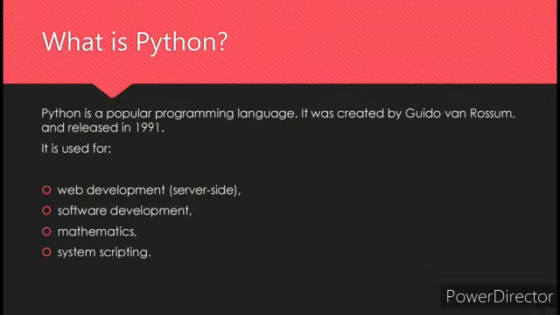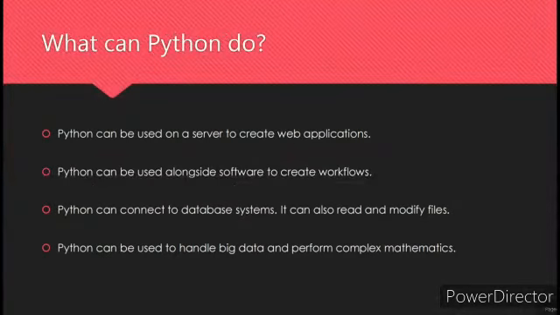So what is Python? Python is a popular programming language. It was created by Guido van Rossum and released in 1991. It is used for web development, software development, mathematics and system scripting.